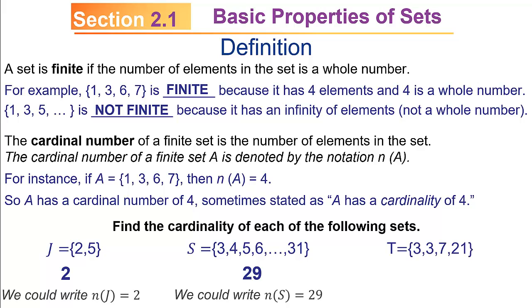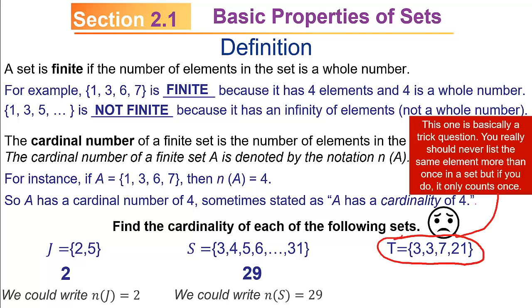Now, this one, the set containing 3, 3, 7, 21. That's basically a trick question. You really should not list the same element more than once in a set. But if you do, you don't count it more than once. So even though that 3 got listed twice, 3, 7, and 21 are the only elements of that set. Just be on your toes. Occasionally they'll throw something in like that to make you think. But if an element is written down more than once, it's only counted once. So the cardinality of that set is 3, and you could say n of T is equal to 3.